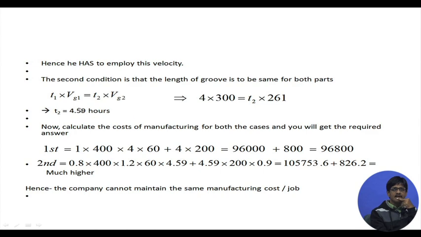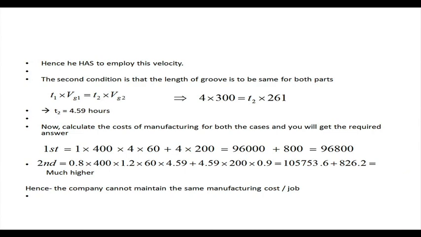So, we understand velocity of grooving in the first case multiplied by the time of grooving must be equal to velocity of grooving in the second case multiplied by the time of grooving. That means total length of groove is equal to total length of groove. That is understood. That is very good. 4.59 hours. Okay. T1 is known. How much was T1?